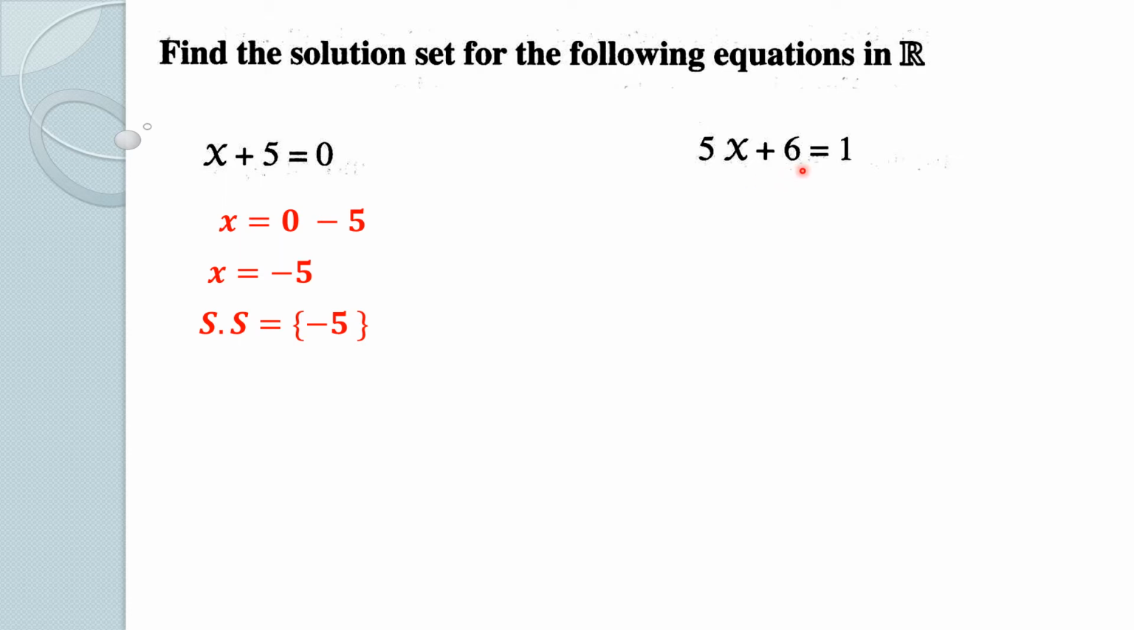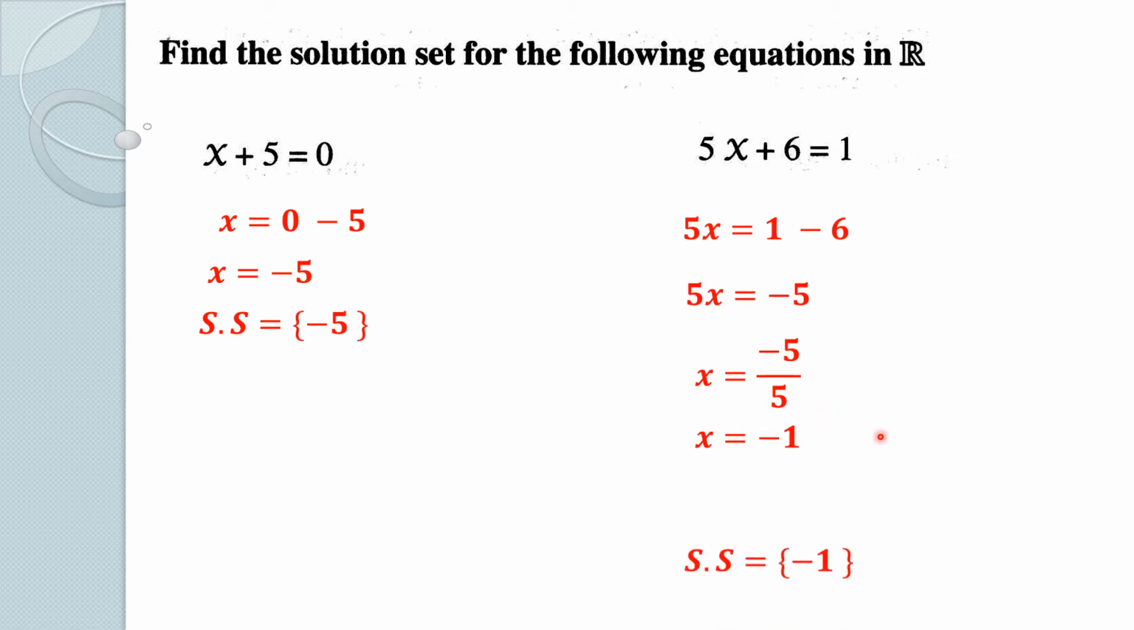To remove 6, adding negative 6 to both sides, 5x equals 1 minus 6, which means 5x equals negative 5. Divide both sides by 5, x equals negative 5 over 5, which means x equals negative 1, so the solution set equals {negative 1}.